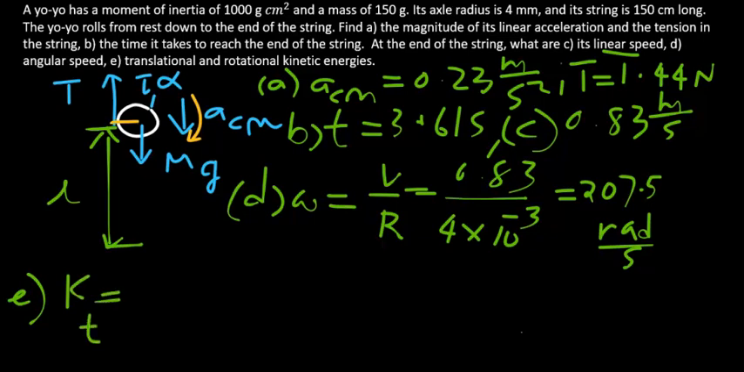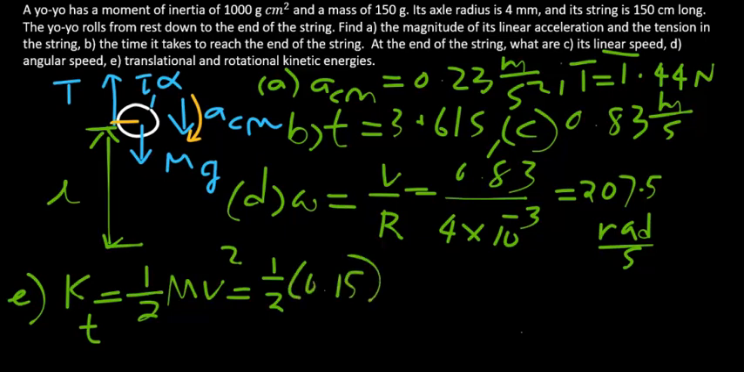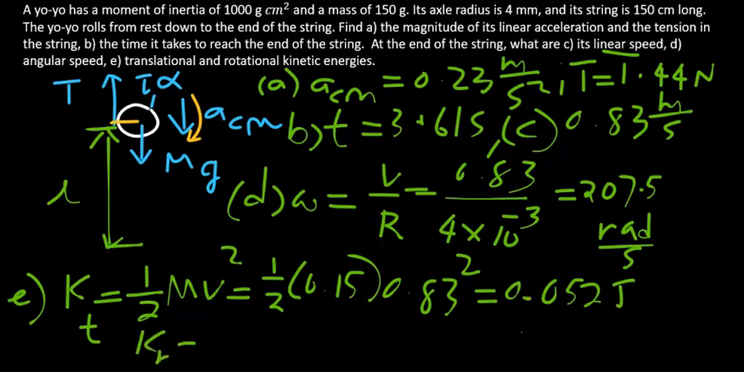Part E, translational kinetic energy. Translational kinetic energy is half times mass times the square of that speed at that end of the string. Now the mass of that yo-yo is 150 grams, so 0.15 kg. v is from part C, 0.83, square that, and you're going to get 0.052 joules.